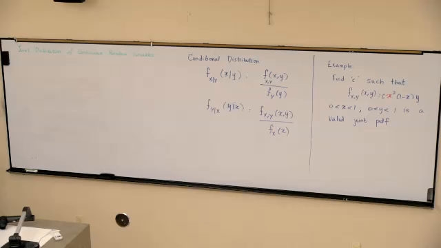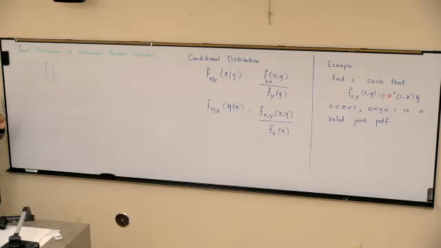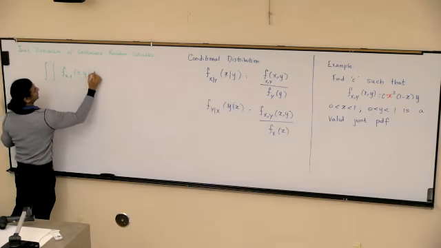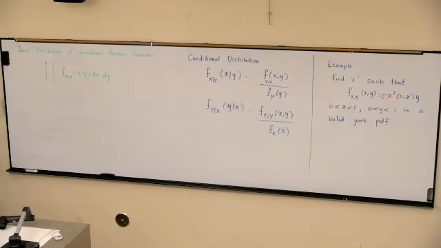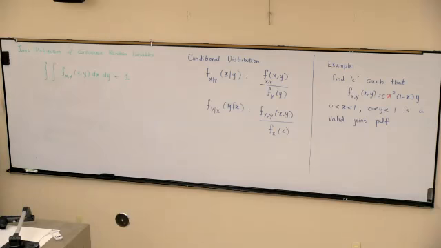How would we integrate? Think back to calc 3. It's a double integral. So we have to integrate the joint distribution with respect to x and y, so that we get 1. Then it would be a valid PDF, joint PDF in this case.